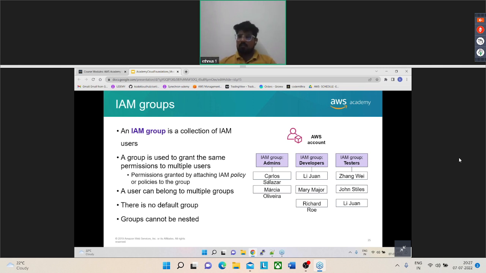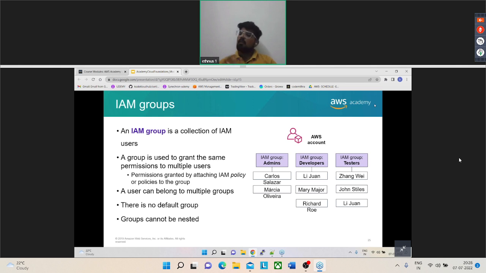Groups cannot be nested. So you cannot add one group inside another group. Like we have OUs, OUs can be nested, but here groups are not nested. Suppose there is an IAM group developer. Inside this, I can only add IAM users. I cannot add another tester group inside this developer group.